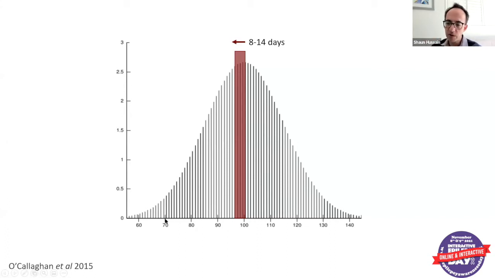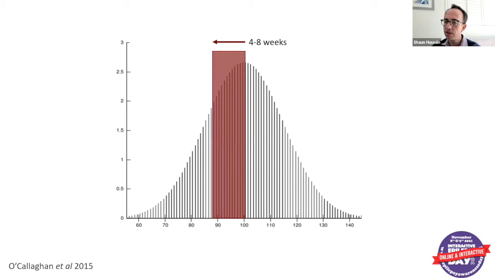So normal is anywhere from 70 to 130, is what we say in general. And the issue here is that compared to kids who get an immediate diagnosis and treatment, those who have a delay of about a week, 8 to 14 days, on average lose 4 points of IQ. If you delay another 2 weeks, you lose another 4 points. If you delay another month, you lose another 4 points. If you delay anything after that, you lose another 4 points.